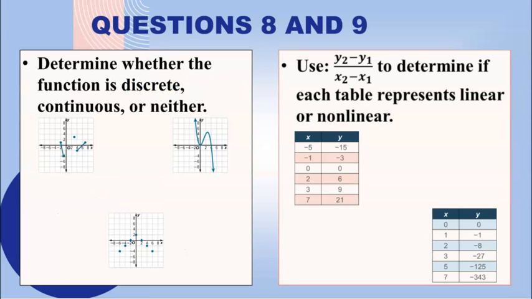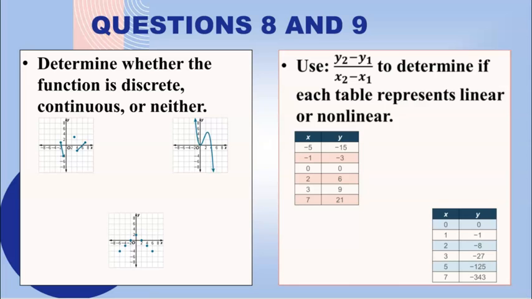Question 8 says determine whether the function is discrete, which means the points are disconnected. They're not connected at all. Continuous, which means there's no jumps, breaks, or gaps in the line. It's just one continuous flow. Or neither, where some of the dots are connected and others are not.